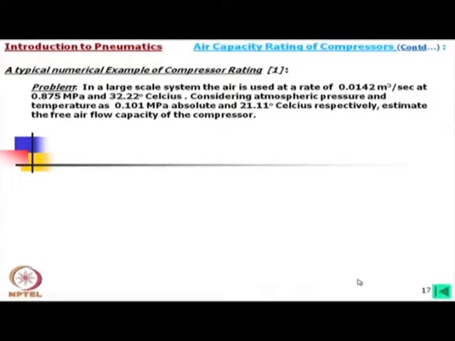Now, consider a typical numerical example. In a large scale system, air is used at a rate of 0.0142 meter cube per second at 0.875 megapascal and 32.22 degrees Celsius. This rate is the delivery rate, the utilization rate, not the compressor's rate. Now, we have to estimate the free airflow capacity of the compressor.